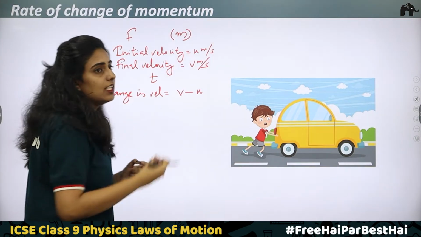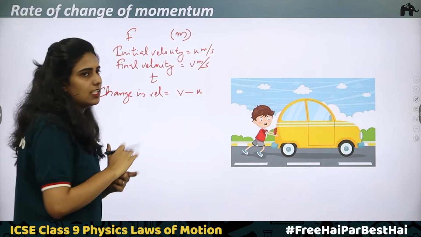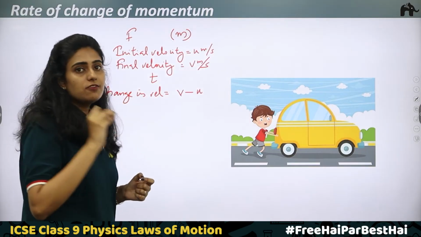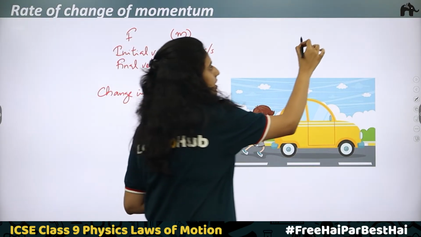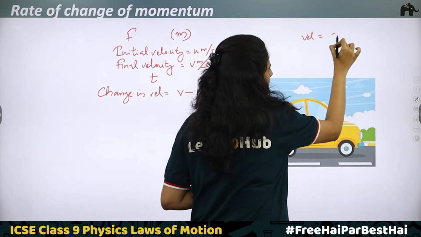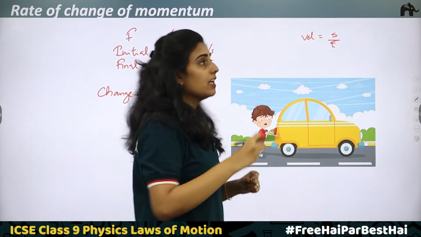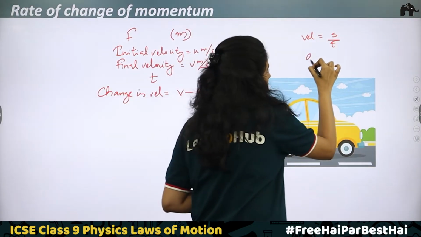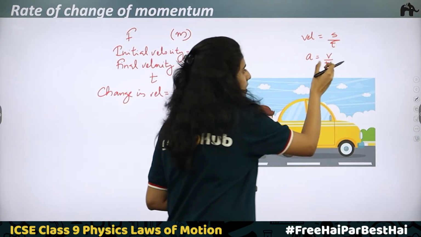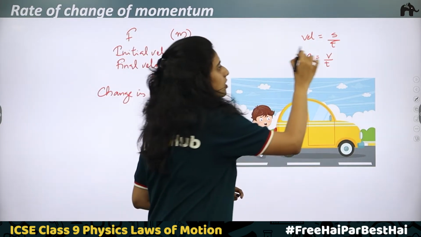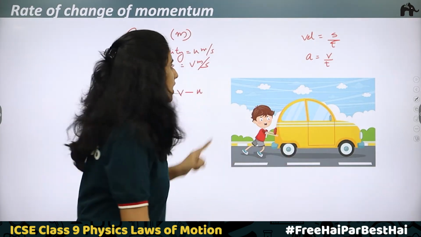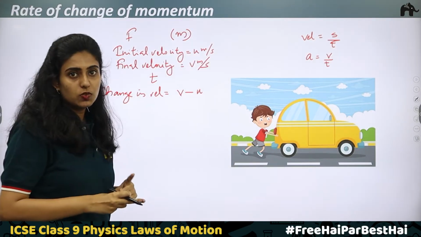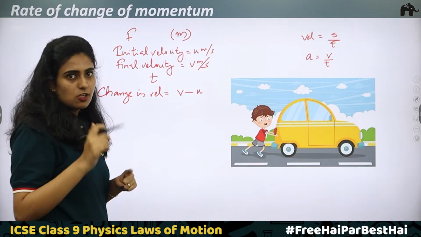Now, what is rate of change of velocity? What is rate? With respect to time, what change is happening? We know that rate of change of displacement is velocity. Velocity is equal to displacement by time, which means with respect to time, what changes happen to the displacement. Acceleration is equal to velocity by time. With respect to time, what change is happening to the velocity is acceleration. So, rate of change of momentum means with respect to time, what change is happening to the momentum.